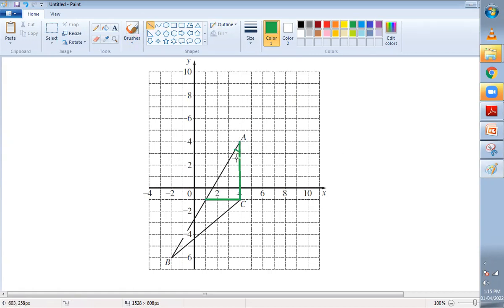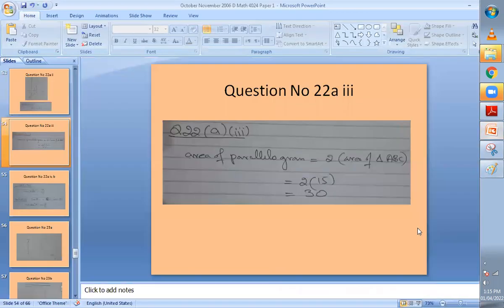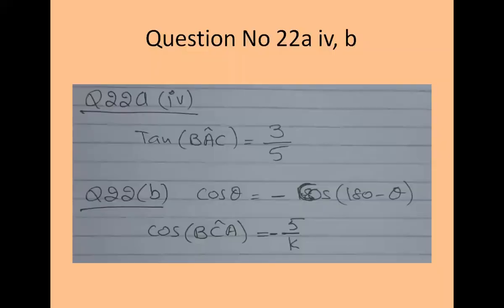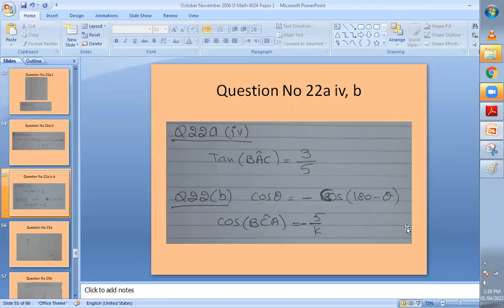If you are using this, it's a right angle triangle. If you want to find tan of this, tan is perpendicular by base. So this is perpendicular. How much is this? 1, 2, 3. The perpendicular is 3. How much is the base? 1, 2, 3, 4, 5. So it will be 3 by 5. So the tan of this angle will be 3 by 5. Very simple. I don't know if you understand or not. So the tan of BAC will be 3 by 5. I have tried to show you how this trick is done.